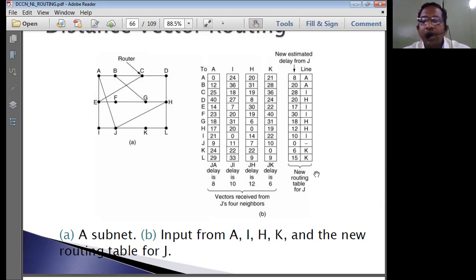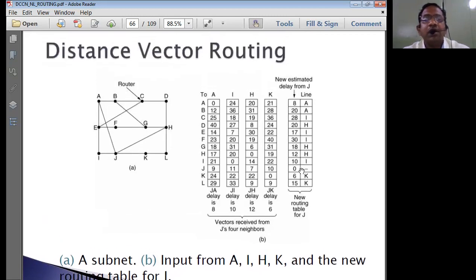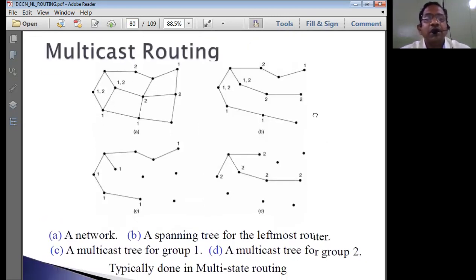So thereby we can avoid the count to infinity problem in the case of the distance vector routing type of algorithm. Okay, so after this routing algorithm, we have one more type. The last one is going to be called the multicast type of algorithm. So let us look into the multicast.